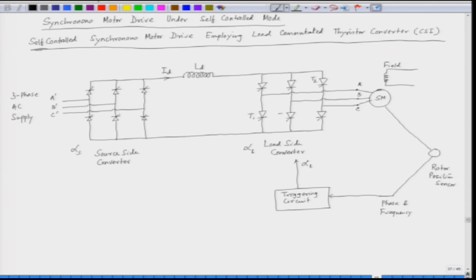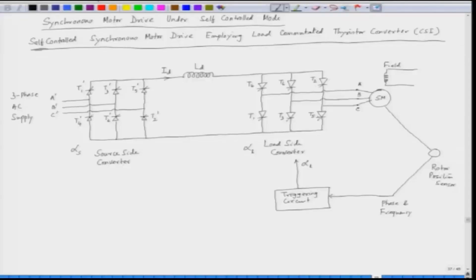Now, this load side converter can be named as T1, T2, T3, T4, T5 and T6. Similarly, the source side converter has 6 SCRs, which can be named as T1 prime, T2 prime, T3 prime, T4 prime, T5 prime and T6 prime. The nomenclature of these SCRs is such that this is the way they will be triggered: T1, T2, T3, T4, T5 and T6, and after T6 we again trigger T1.